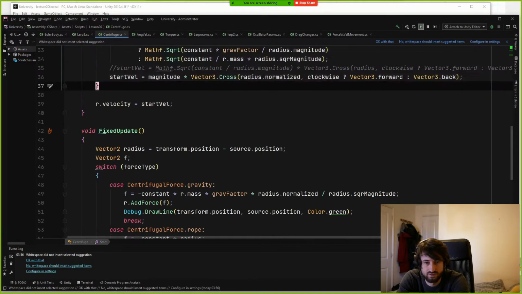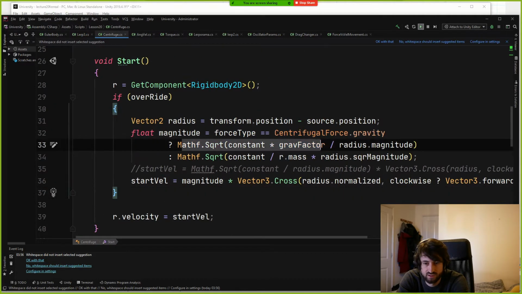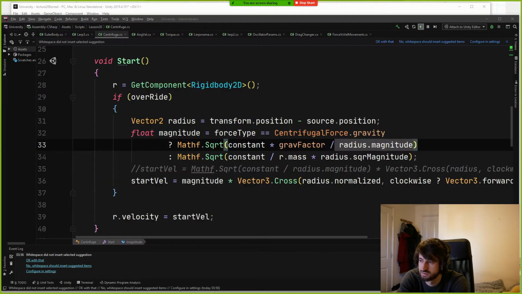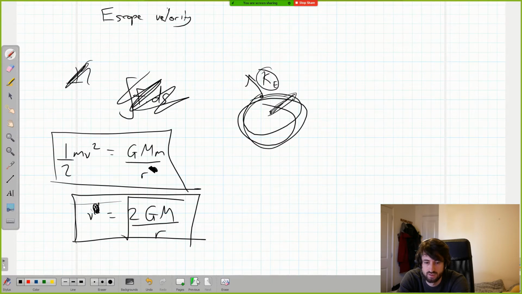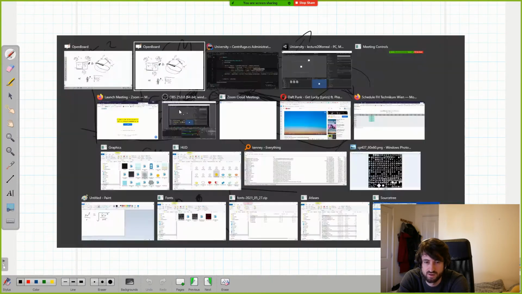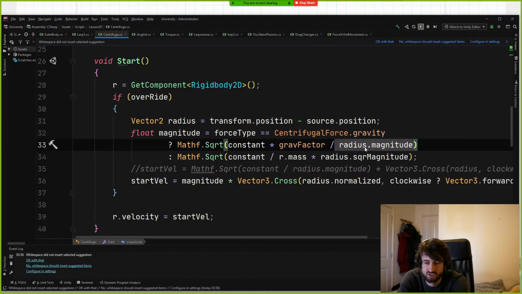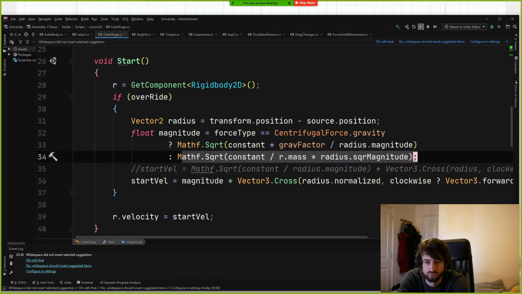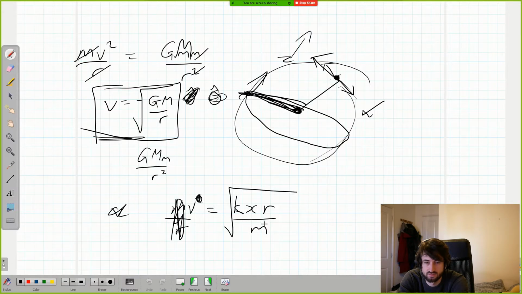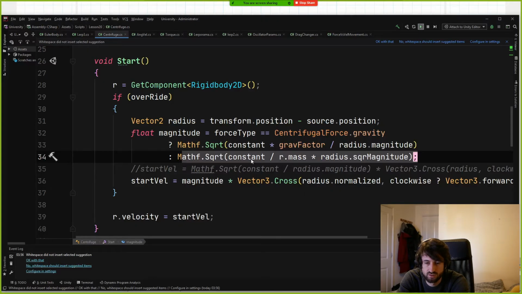So you can see we gave it the right velocity here. I gave it square root of GM over R, because if you look at this calculation, square root GM over R. And then this one is if it's a spring or a rope. Remember we had root of kxr over m. You can see we got k times, this is the x.